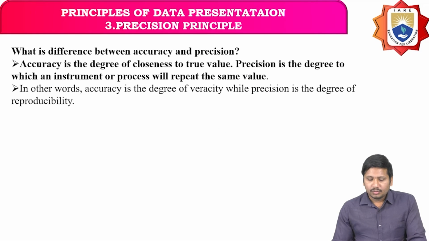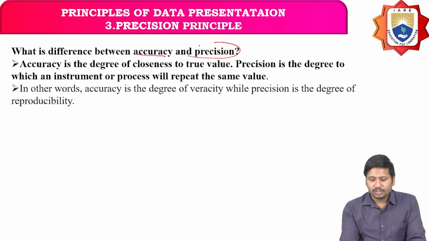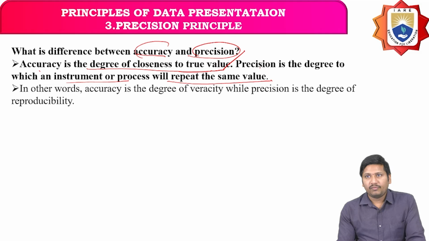And so what is the difference between accuracy and precision, right? Accuracy is the degree of closeness to the true value, whereas precision is the degree to which the instrument or process will repeat the same value. So that should be the precision. So what is the difference between accuracy and precision? Accuracy is nothing but the degree of closeness to the true value. So that is the accuracy. Precision is nothing but the degree to which an instrument will repeat the same value.